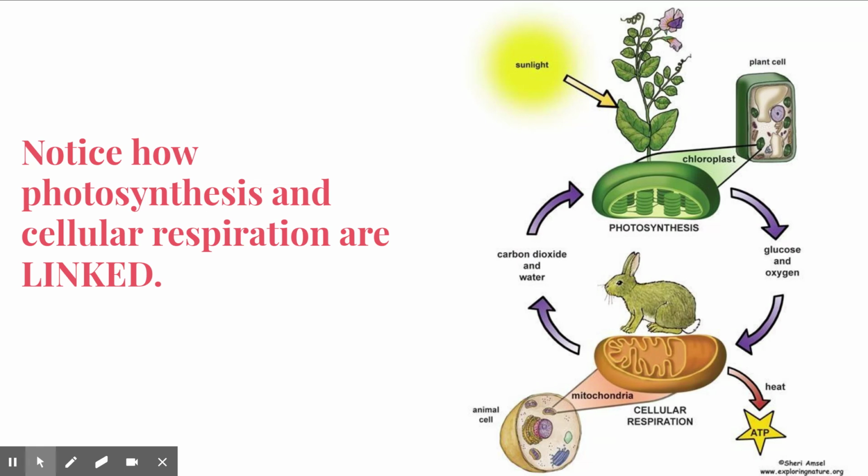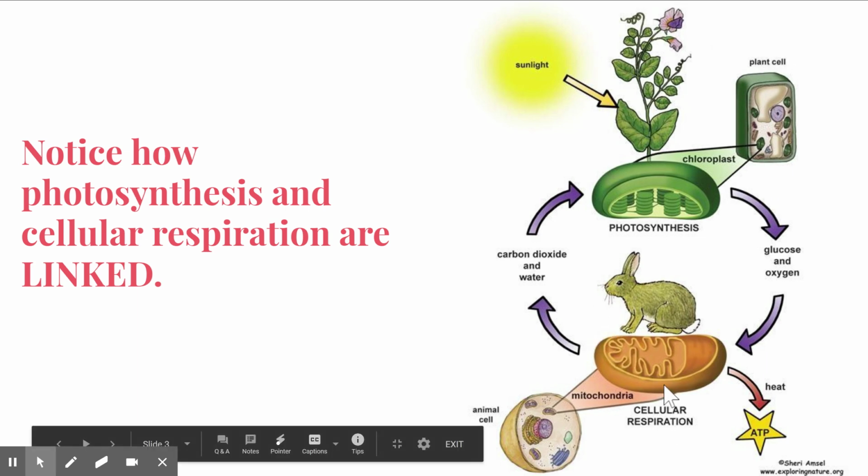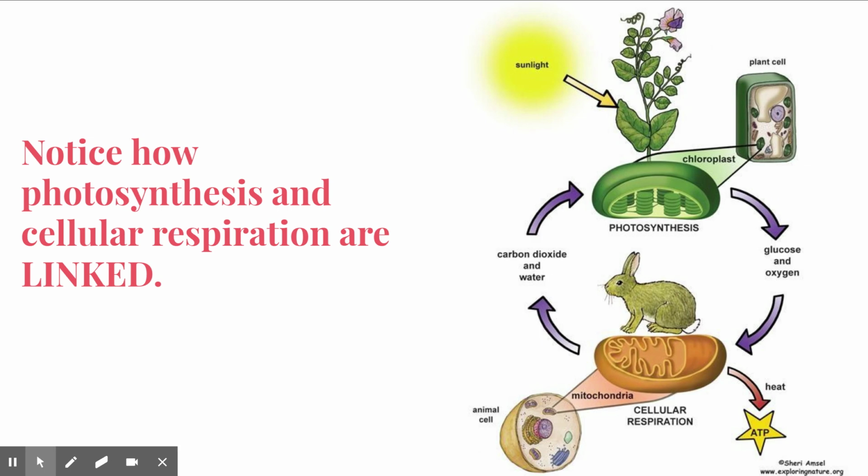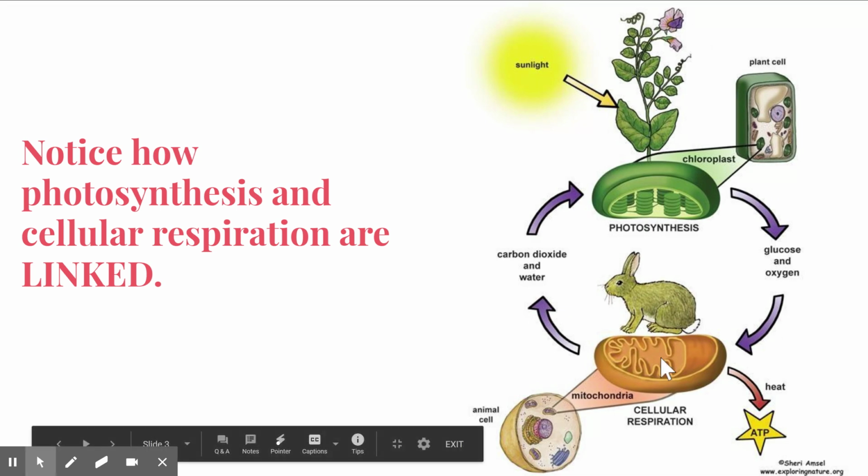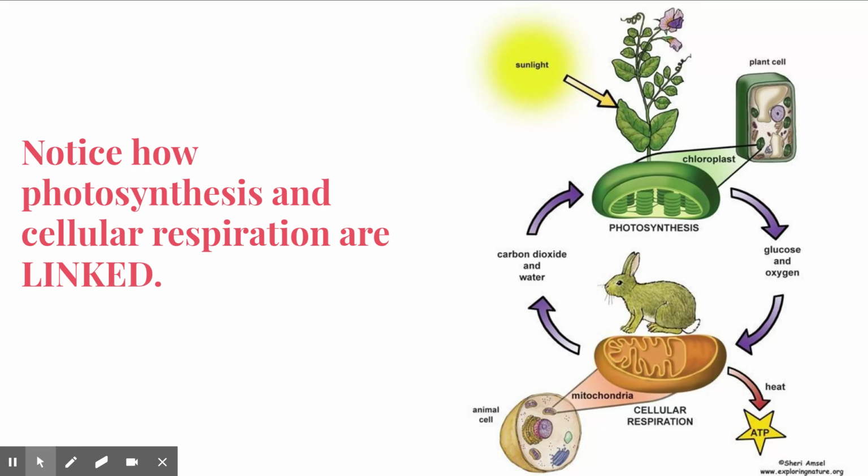We've also talked about how photosynthesis and cellular respiration are linked. Looking at this picture, we can see that cellular respiration creates carbon dioxide and water. Those 2 are needed for photosynthesis. Photosynthesis then creates glucose and oxygen, which are needed for cellular respiration. So these 2 processes are linked together. When we breathe out, we're releasing carbon dioxide, which is needed in plants for photosynthesis. They then convert that carbon dioxide to oxygen, which is what we need to breathe in.